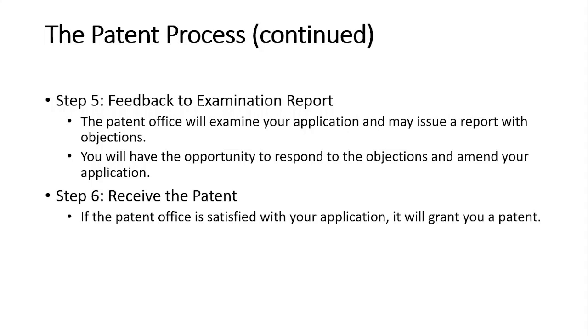You will answer those questions: my product is different from those, like this, like this. You give a demo, or otherwise you may give a presentation to them. Then they accept and give a patent grant. You will have the opportunity to respond to the objections and amend your application. These are all the possibilities available. After completing your feedback submission against the examination report, you may receive the patent once the patent officers accept. If the patent office is satisfied with your application, it will grant you a patent. These are all the steps available in the patent process.